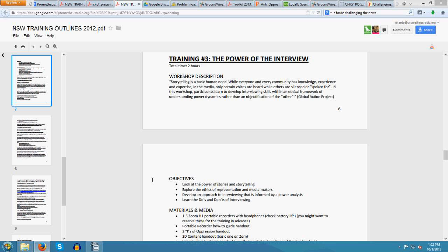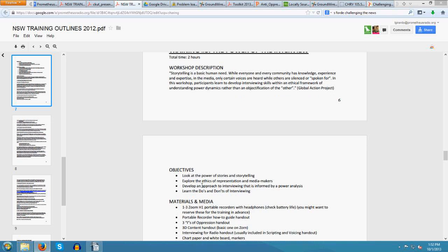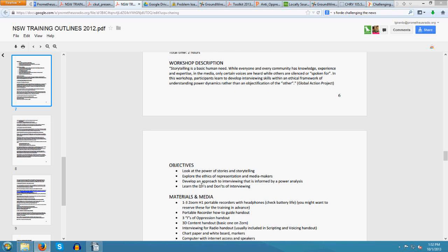And how do you go about thinking about the interview process through a power analysis? So, there's a lot of power when you're holding the mic. Sometimes you have the power to control the conversation. So we have those kinds of more philosophical discussions with our volunteers for the last training.